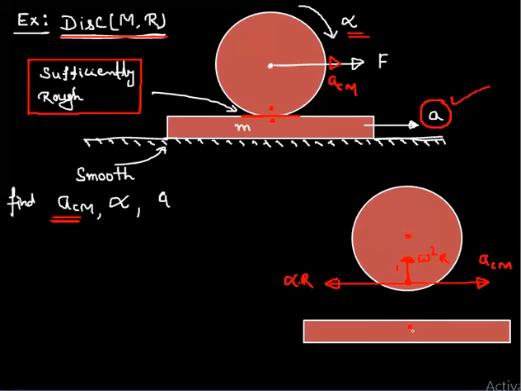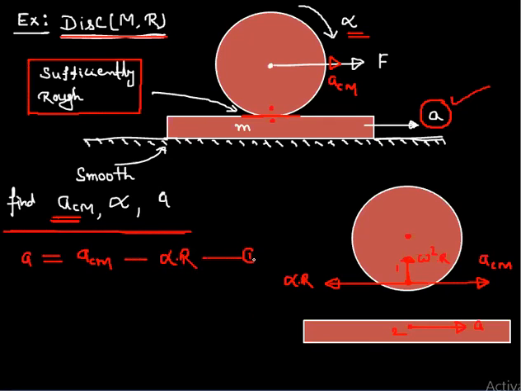And if we see the second body, which is the plank, it has acceleration in the forward direction. As we have seen, the tangential acceleration of the point of contact should be equal. So the first equation we make: this A, the acceleration of the second object, should equal the acceleration of center of mass minus alpha times r. Why minus? Because alpha r is in the opposite direction. This is relation number 1.